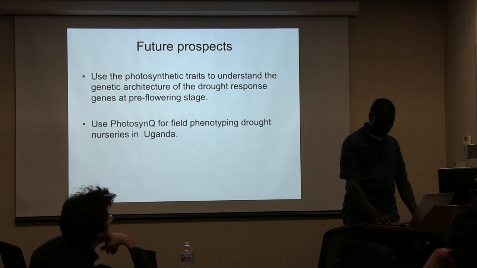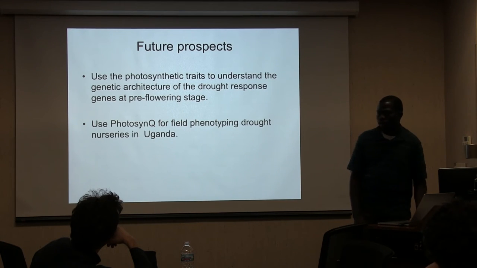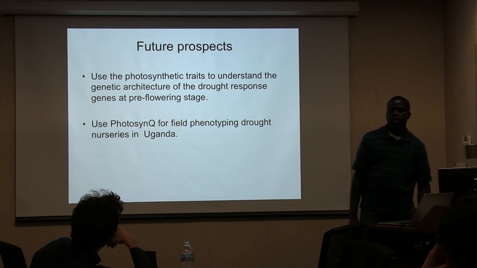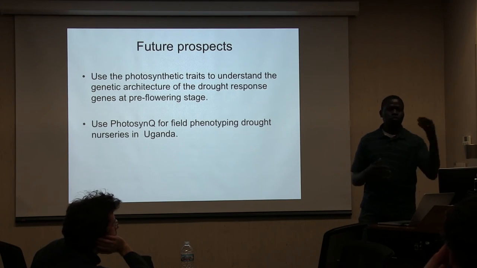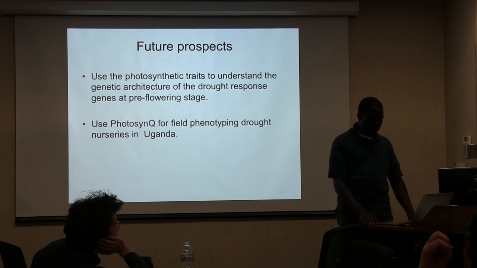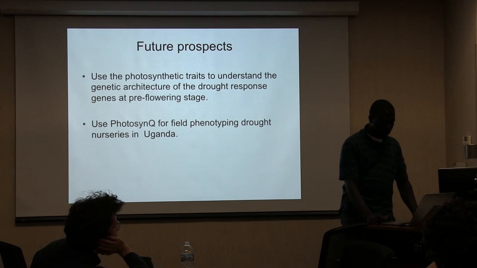So the future prospect of what I'm doing is I intend to use some of these traits to understand the genetic architecture, after getting help from the team, trying to fit some of the data so that we can get all the noise out and apply it once to see the genetic architecture of some of the traits, especially at the early screening stage. Since I've already got both visual data and also the processing data as a train, I think it can give me some insight into what's happening at the general level. And I also intend to use this for field phenotyping in Uganda and see how that works out.